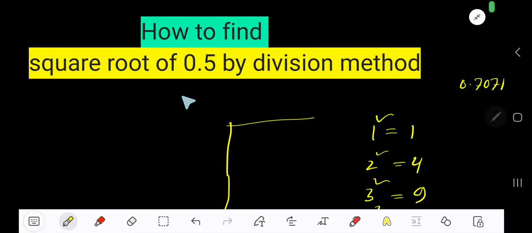How to find square root of 0.5 by division method. Your first task is to make pair. This is your given number 0.5. You need to make pair.